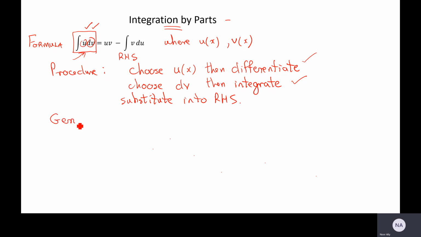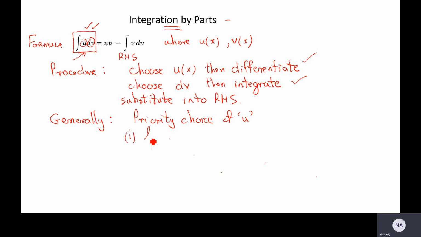Now, generally, the problem would be to go through a process where you must choose the correct U. And that in many cases could be a trial and error. However, you could use a priority choice of U, which works in most cases. And what is your priority choice?